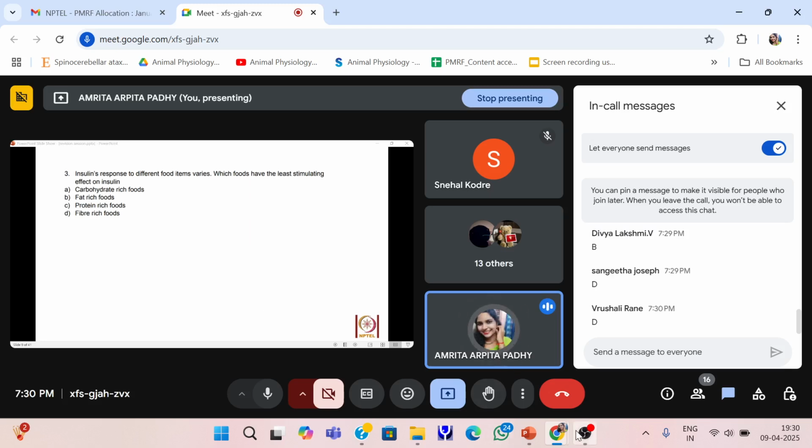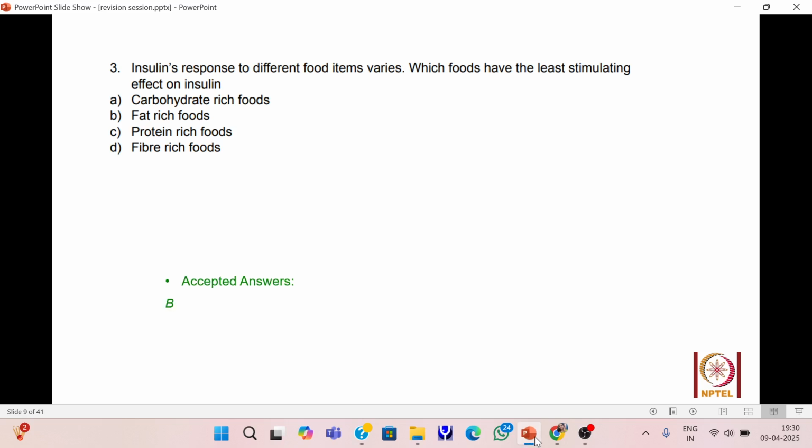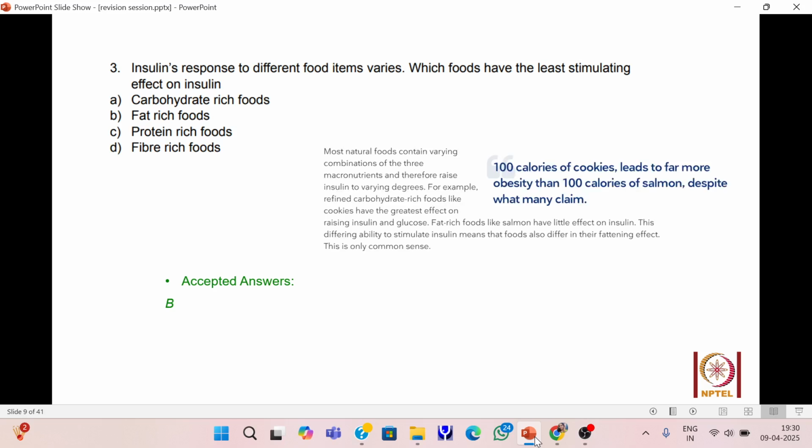Let's see what is the correct answer to this question. It is B, fat rich foods. So these are the foods which are having least stimulating effect on insulin. Okay, so fat rich foods are the ones which have the least stimulating effect on insulin. Moving on to the next question.